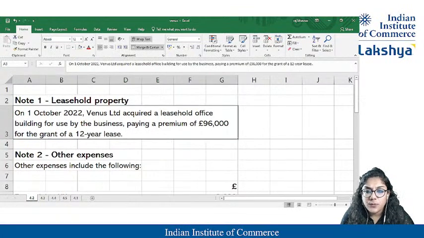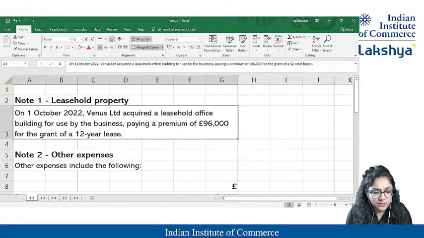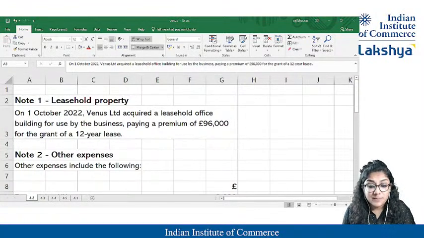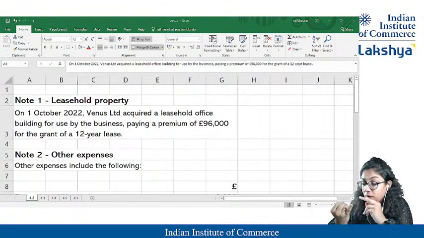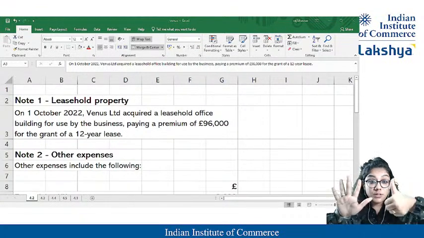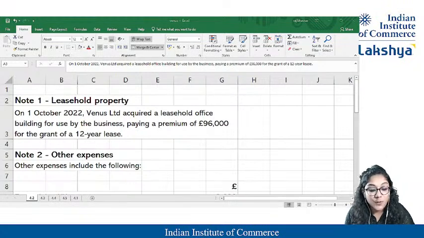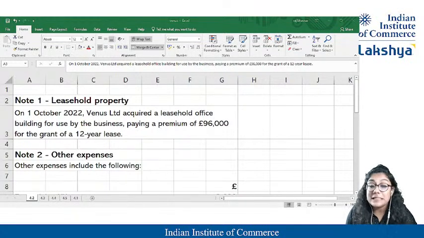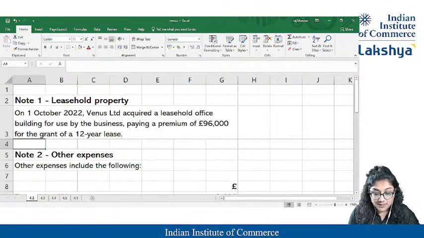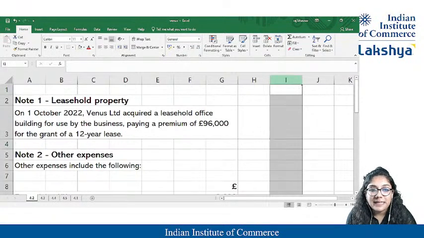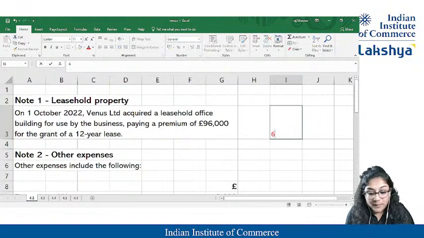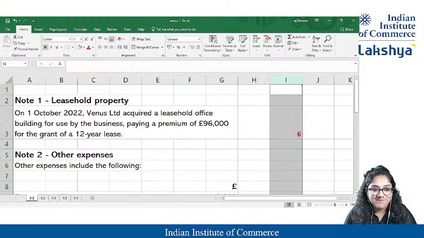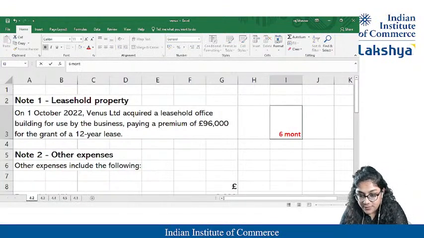On 1st October 22, guys, it is 1st October 22. My year ends on 31st March 2023. So what is the period? I am having a period from October, November, December, January, February, March. Ma'am, 6 months period. It's not more, it's just a 6 months period. So how many months will be allowed, guys? I'm just writing it over here so it becomes easy. Over here, it's a 6 months period.